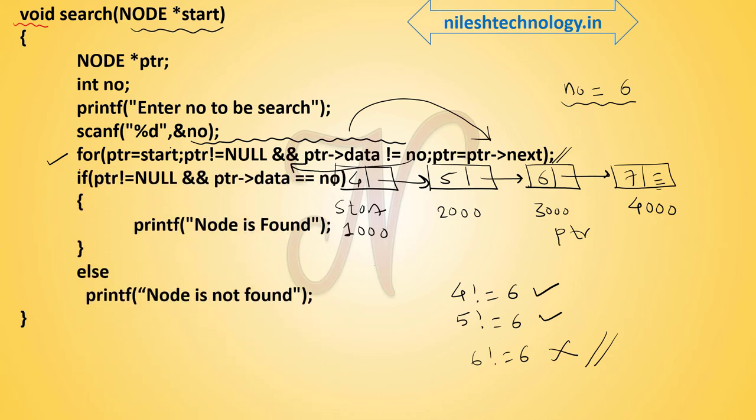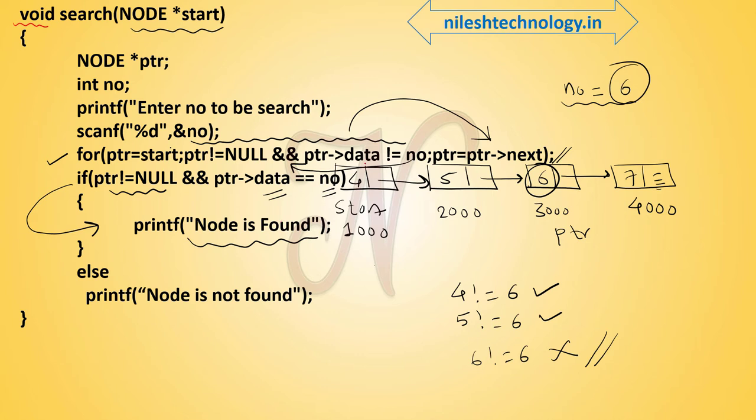My next line is where we check ptr is not equal to null, and if your data and the number are both equal, then it is going to the if condition. Here your data is 6 and the number is 6, both are equal. So we print the output, node is found.